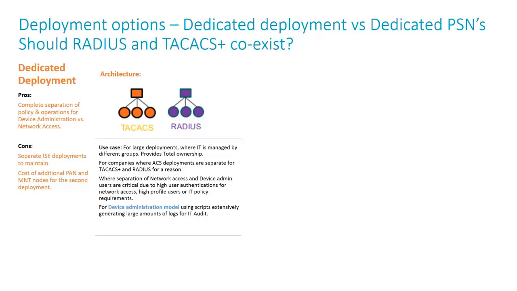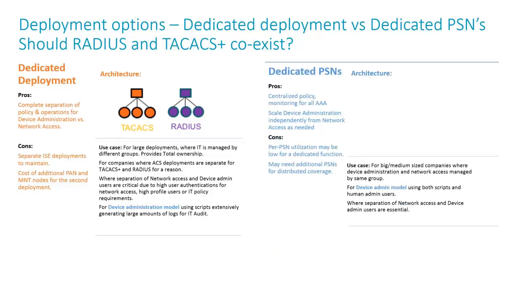The second type, or the second deployment option, would be dedicated PSN. Now, this also gives centralized policy management. However, the PSNs are separate. The PSNs are separate for Radius and TACACS, and this is typically used where you have a combination of human admins and scripts. So if you use scripts extensively in your environment, use dedicated deployment, and if you use scripts sporadically, use dedicated PSNs. We will take a look at it in a bit, how to choose a particular deployment.